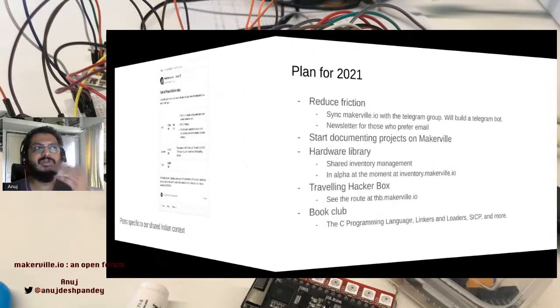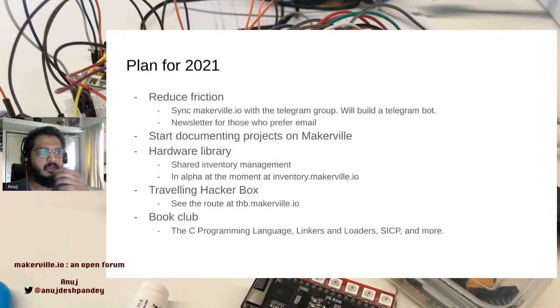Okay, so this is my plan for 2021. Reduce friction. For example, I realized after starting the community and the forum that the Telegram group is a lot more active than the forum itself. That's okay, that's not necessarily a bad thing, but I need to make that work in a different way. So I'm going to be creating a Telegram bot that syncs content from the Telegram group to the Makerville.io website. I'm also going to start a newsletter, which is just going to be discussions from that week and other interesting links that people have posted, curated and sent out as an email.